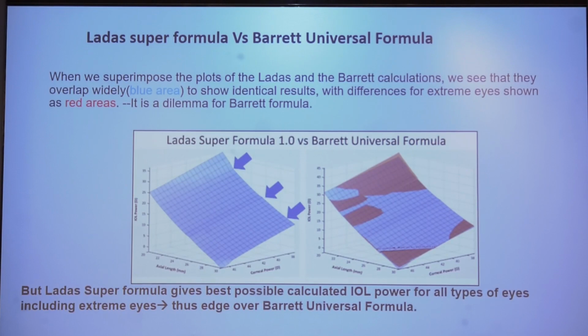Now, if you compare with the Barrett Universal formula, that is a regression formula, here it says Ladda's super formula gives the best possible calculated IOL power in all types of eye, including the extreme eye. Thus, it has an edge over the Barrett Universal formula. These yellow and blue areas are almost identical results, but in the red areas the Barrett formula varies from Ladda's super formula, where Ladda's super formula gives the better results.